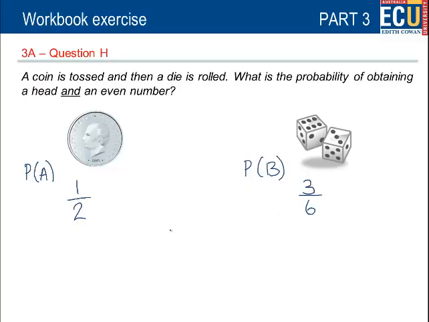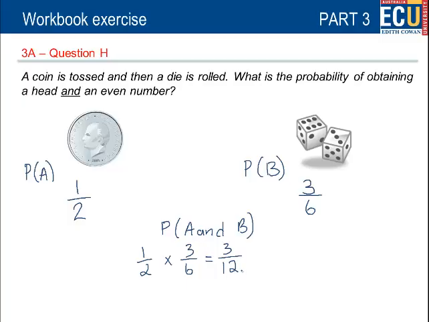Now we need to know, well, what is the probability of obtaining a head and an even number? So this becomes the probability of A and B. And to solve this answer, we need to multiply the two fractions together. So 1/2 multiplied by 3/6, which equals 1 multiplied by 3 is 3, and 6 multiplied by 2 is 12.